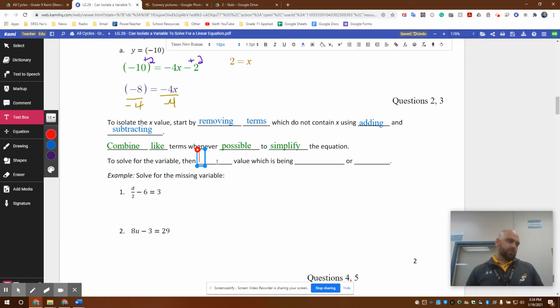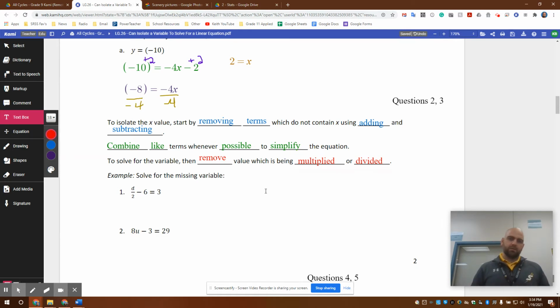Now to solve for the variable, we then remove the value which is being multiplied or divided. And that will then isolate our variable. And again, the main goal that we're looking for is to isolate our variable. Let's take a look at this very first one that we have here. We have d over 2 minus 6 equals 3.